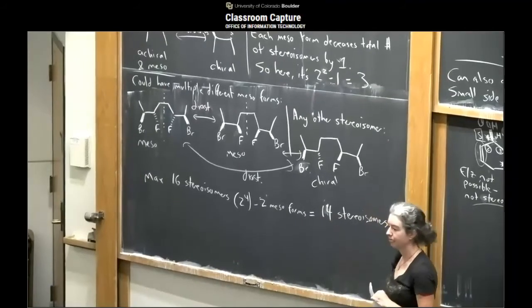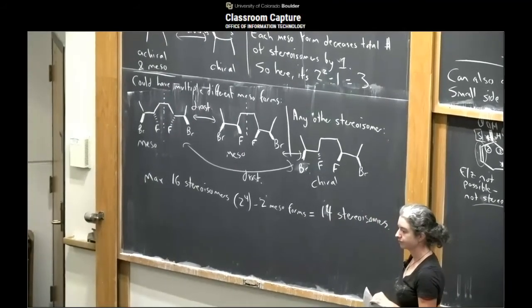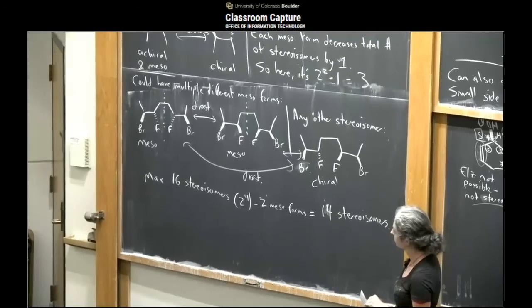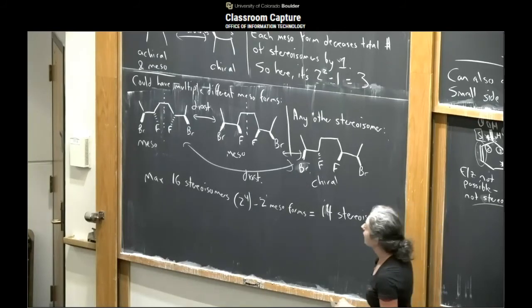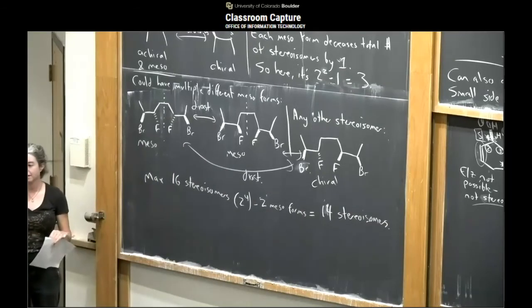Question? If you have drawn the above examples, say, like, in the first one, both Brs were dashed, and both fluorines were bold. Is that a third meso? But then that's identical to this one, so it's just a second depiction of the same thing.